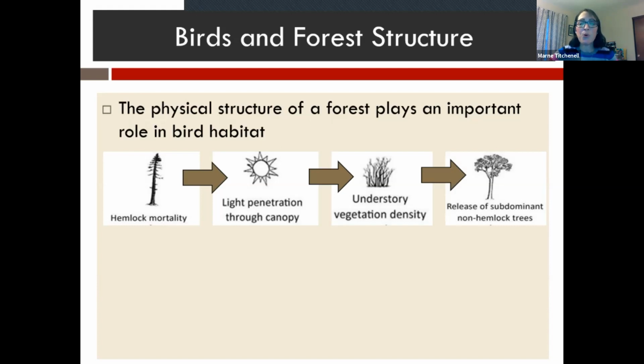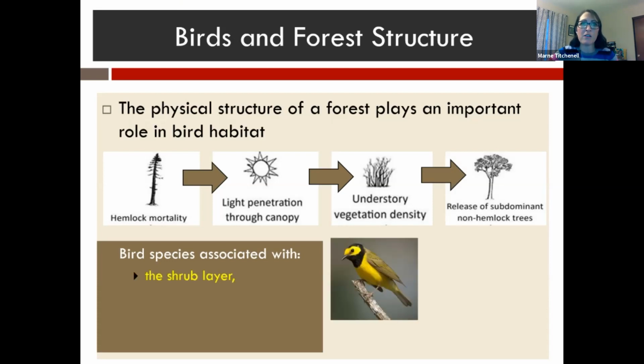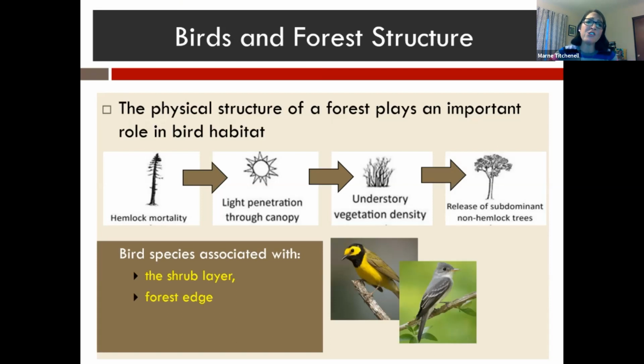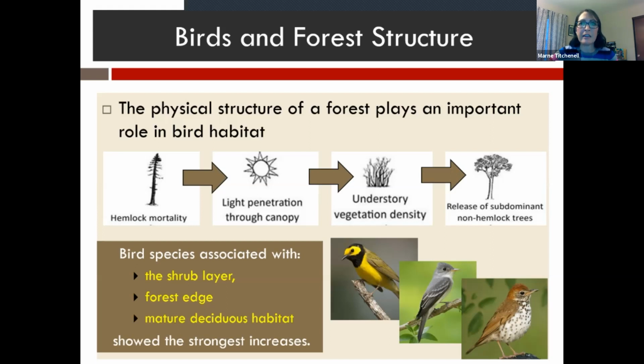So after time, the once dominated hemlock forest looks very different. And this change in both the forest structure and the composition, the species there, is now favorable to different bird species. Those that like the shrub layer, like the hooded warbler that we talked about. Those that favor forest edges, like the eastern wood pewee. And those that prefer mature deciduous forests, like the wood thrush. Okay, so those are the species that are showing these strongest increases. Again, it has to do with that structure.